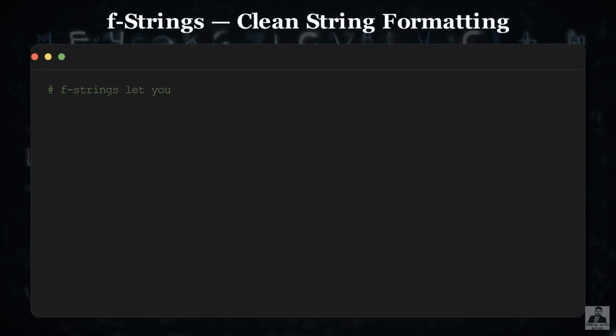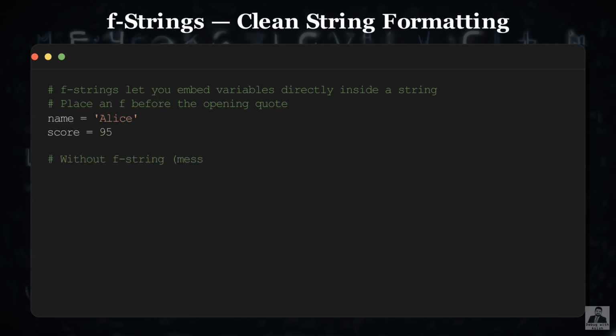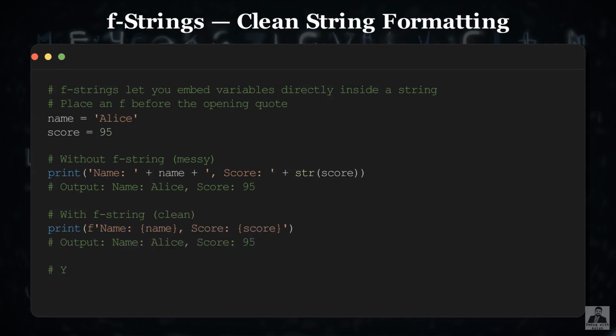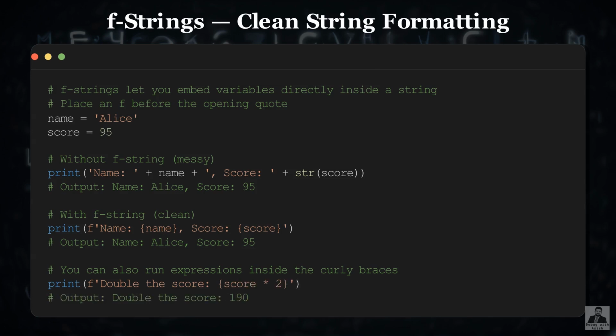F-strings are the cleanest way to combine variables with text. Place the letter F directly before the opening quote of your string. Then inside the string, wrap any variable name in curly braces. Python will replace it with the actual value when the string is printed. Without an F-string, combining a string and a number requires converting the number to a string first and joining them with plus signs, which gets messy quickly. With an F-string, the same result is much cleaner. You can also write expressions directly inside the curly braces, and Python will evaluate them.